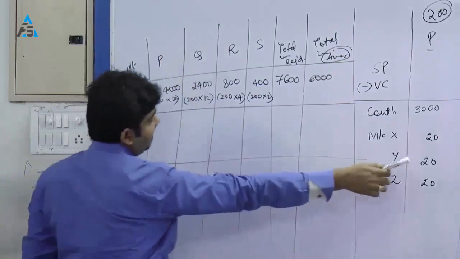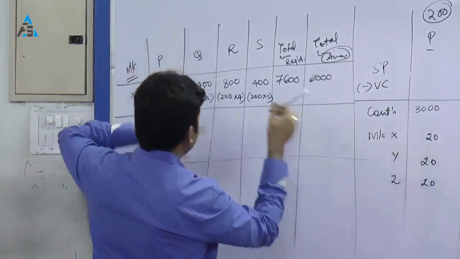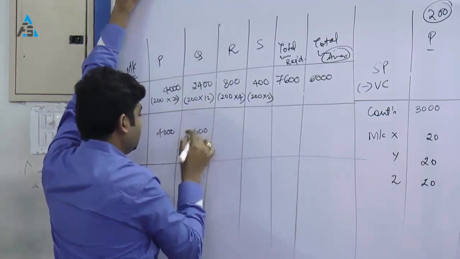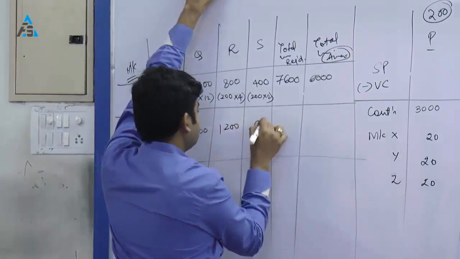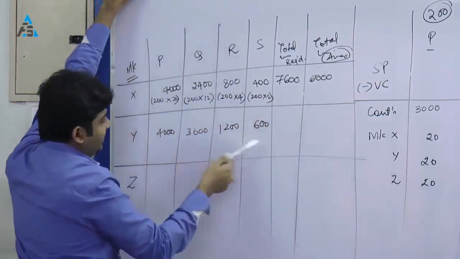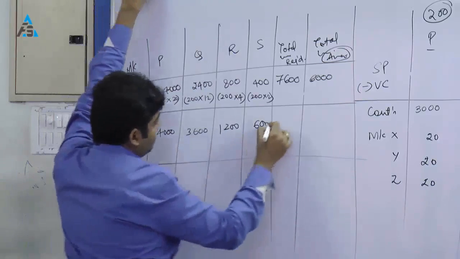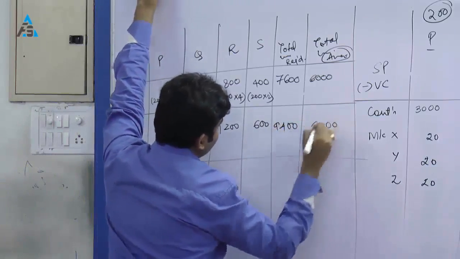Continuing, for Y, P is 200, so can I say this will take 4,000 hours? This will take 200 into 18, 3,600. Then 200 into 6, 1,200, and 200 into 3, 600. In all, it will take 1,800 plus 3,600 will work out to 5,400, plus 4,000. It is 9,400 hours required. Available is only 6,000.